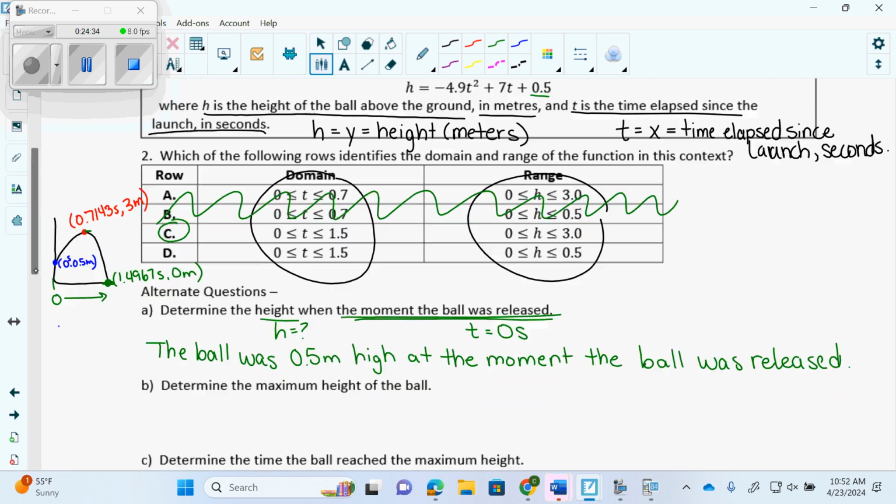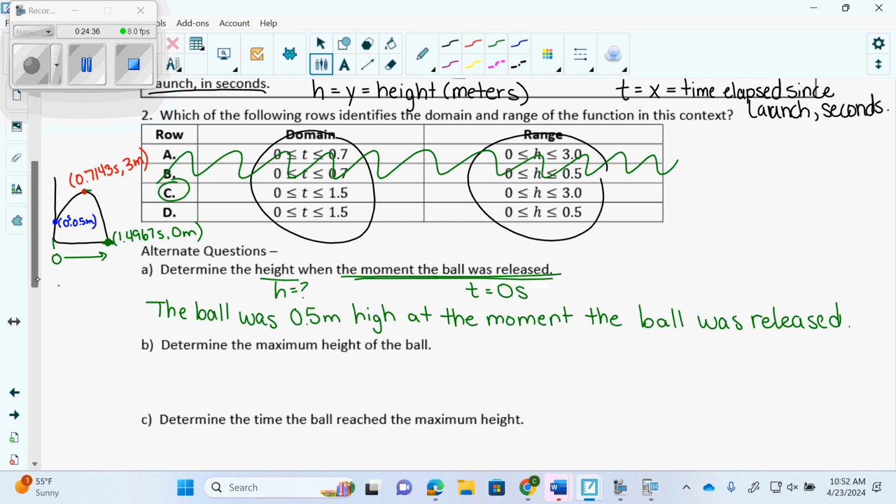Okay, determine the maximum height. So I go to the maximum. Which one of those is height? 0.7143 seconds or 3 meters? 3 meters. It's a lot easier to tell which one's height if you put units on those numbers, correct? Because you're not going to say the maximum height of the ball was 0.7143 seconds. You'd be like, wait a second, seconds isn't height. Something's shady. So if you put units on your coordinates that you draw here, you will stop yourself.